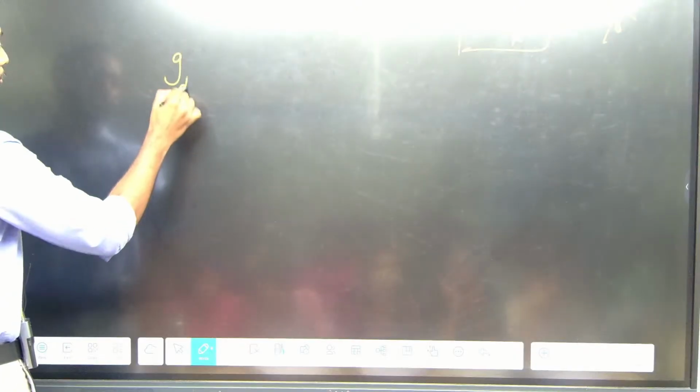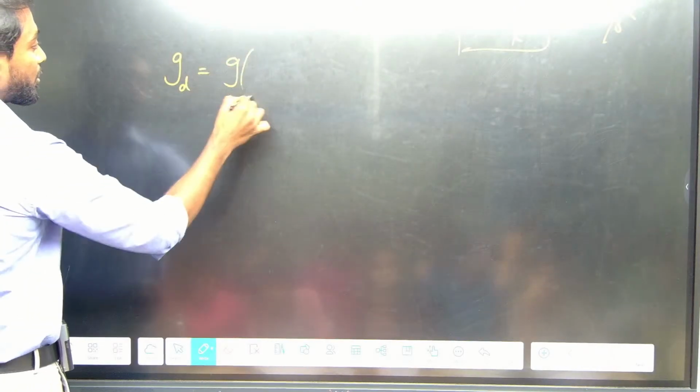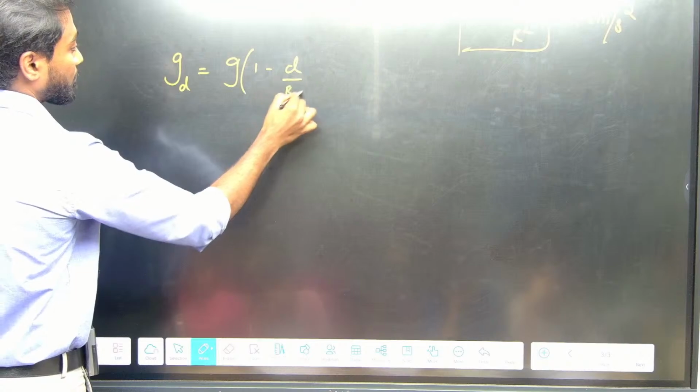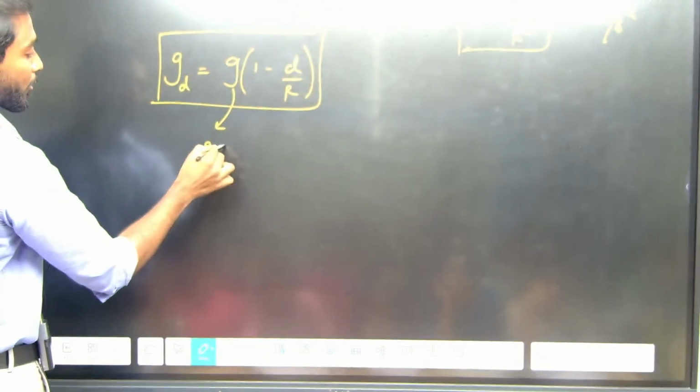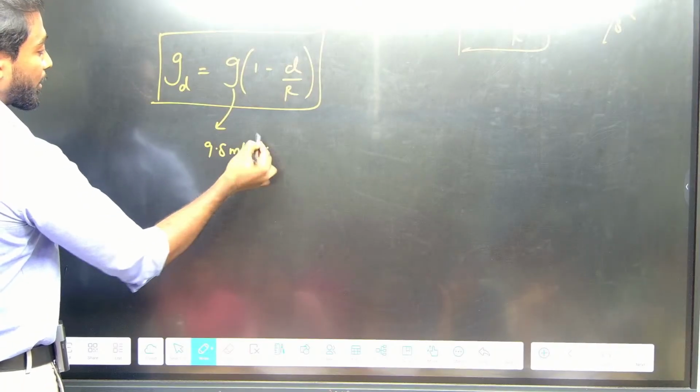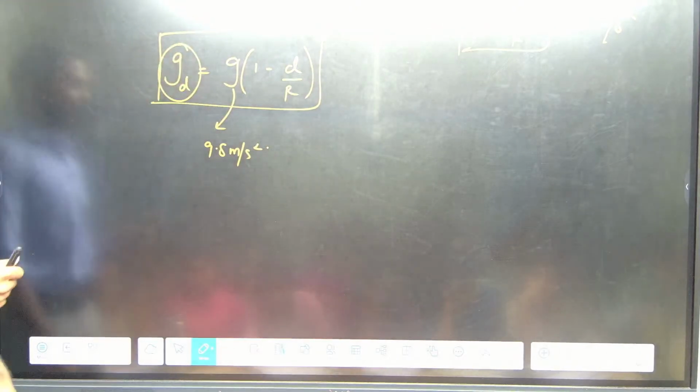So write down the formula. Gravity due to depth will be equal to g into 1 minus d by r, where this g is nothing but 9.8 meter per second square. This one we are going to find if they give the depth.